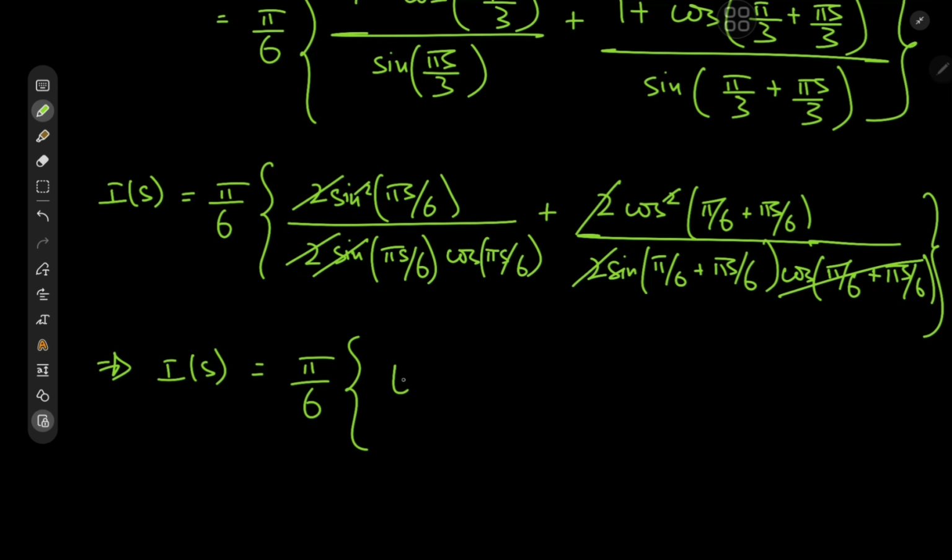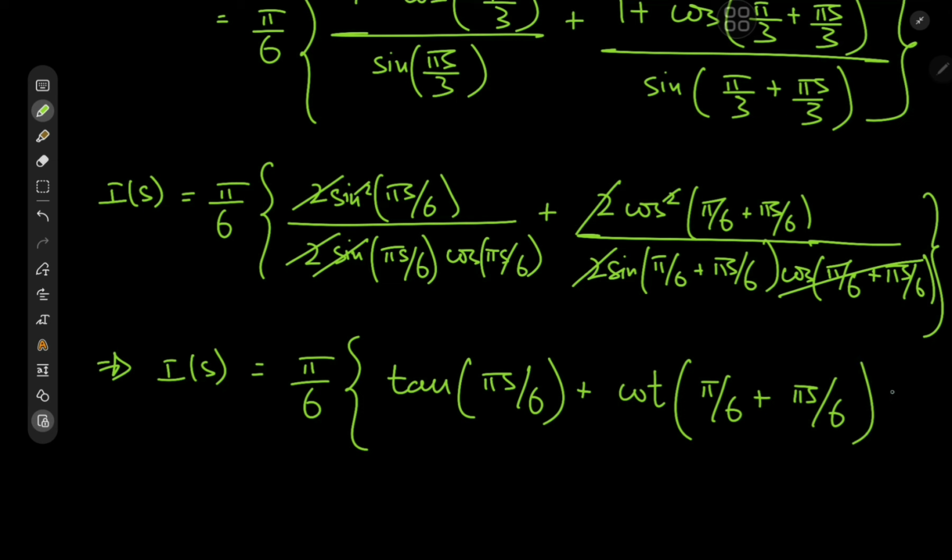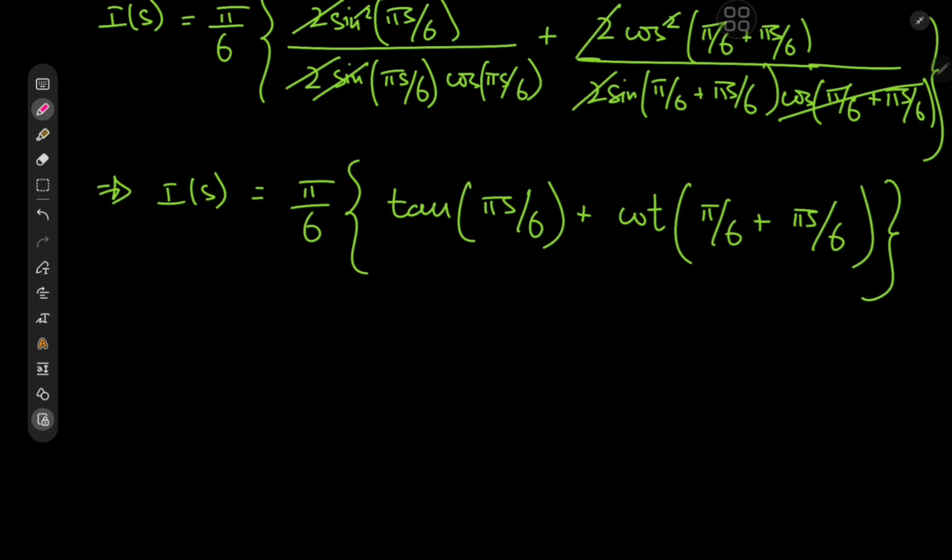Sine over cosine is tangent, so we have tangent of pi s by 6. And we also have the cotangent of pi by 6 plus pi s by 6, which is extremely cool, no doubt, but we're not done just yet. I still have to show you the result for those really cool integrals in the thumbnail. But before we get to that bit, there's still something else.